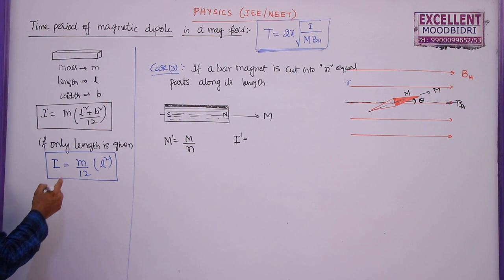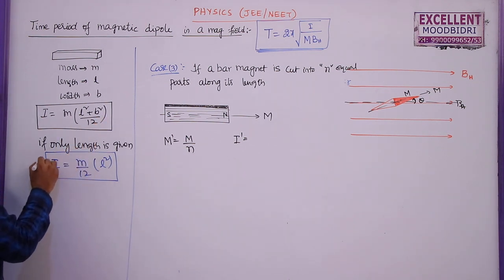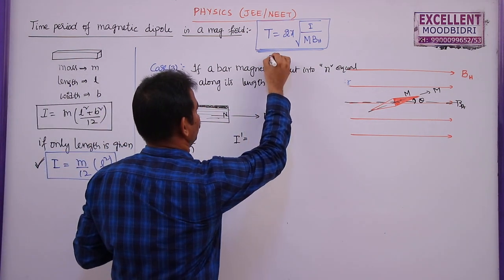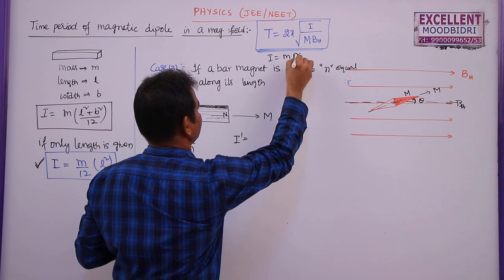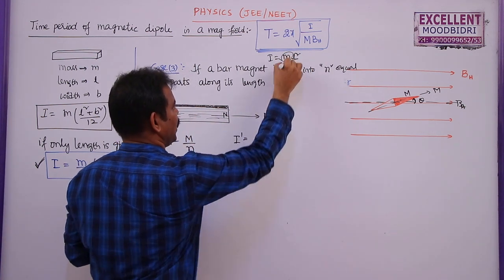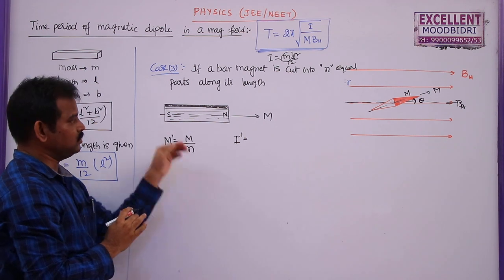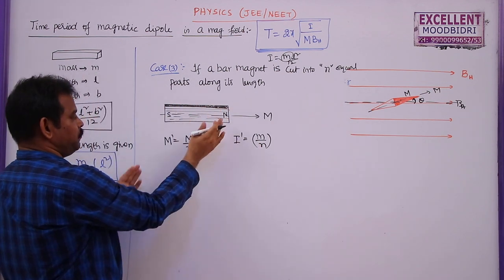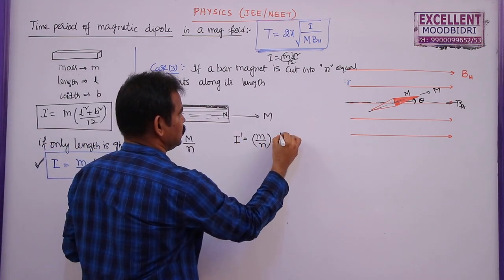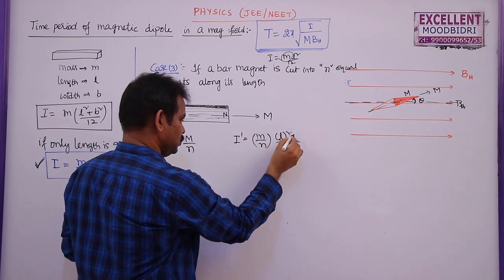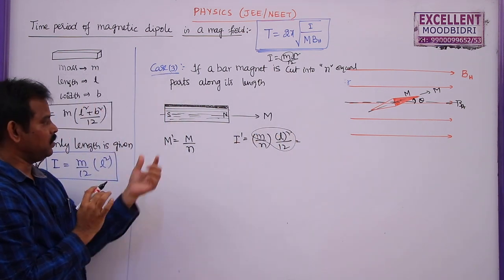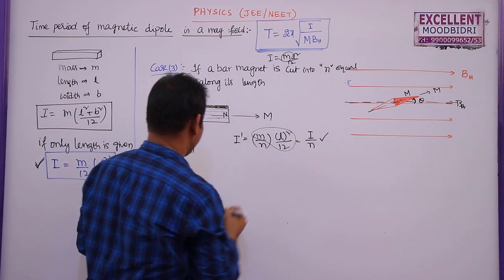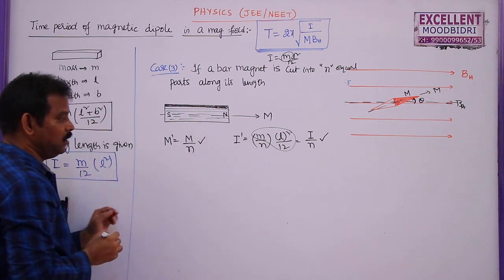So we can write, if width is not given, we can use only this formula, m by 12 into L square. The moment of inertia before cutting was I is equal to mL square by 12. Now the new mass is reduced by n times, because it is divided into n parts, so this will become m by n. Length remains the same, before cutting and after cutting, so this is L square by 12. So mL square by 12 is the moment of inertia of the complete magnet, and this is reduced by n times. So this will become I by n. So the moment of inertia is reduced by n times.